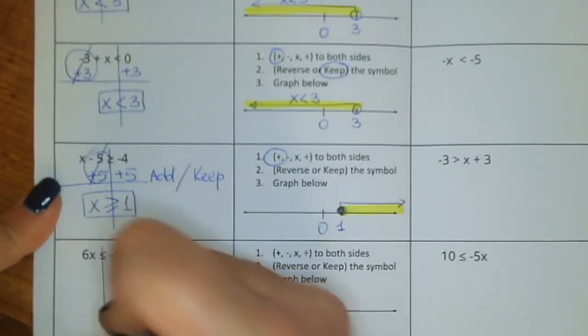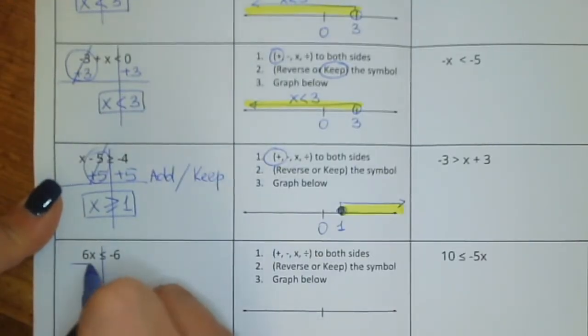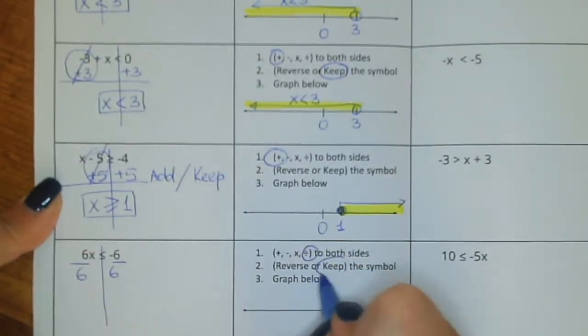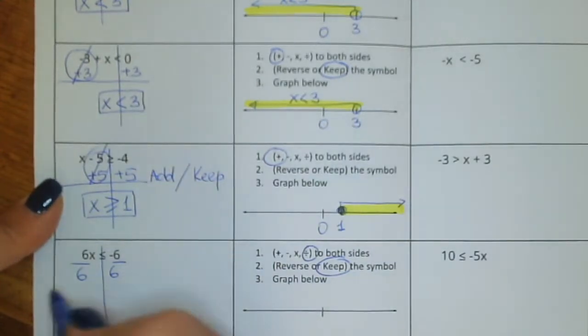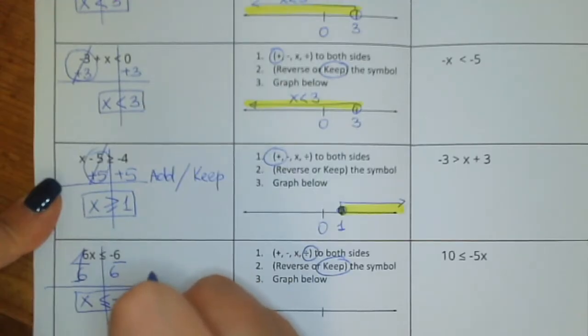6x means multiplication of 6 and x. Inverse operation is division, and you're dividing by a positive. So dividing by a positive, we keep the inequality symbol. Whatever it was, less than, stays less than. And then negative 6 divided by 6 is negative 1. So dividing by a positive, keep the symbol.